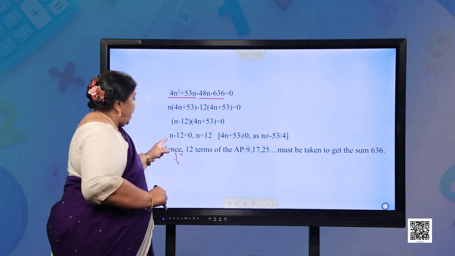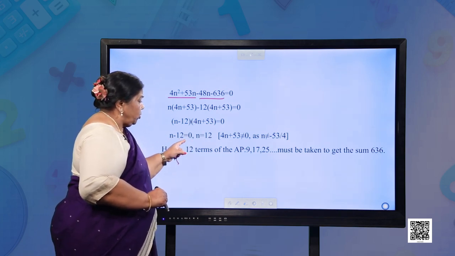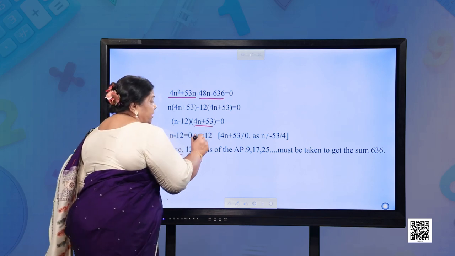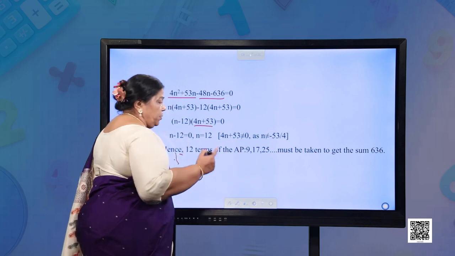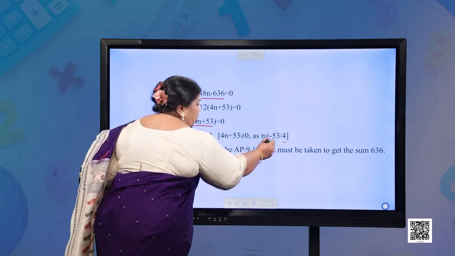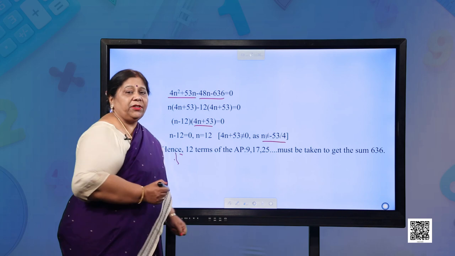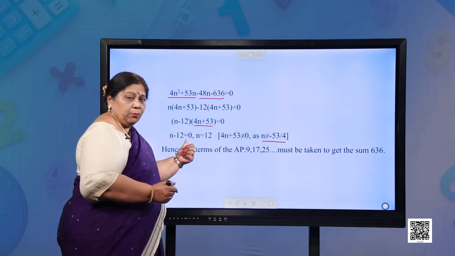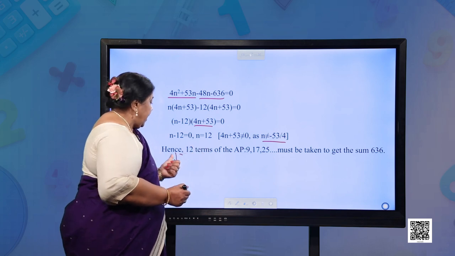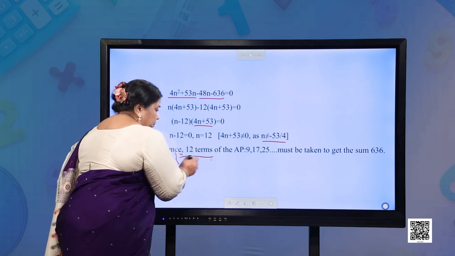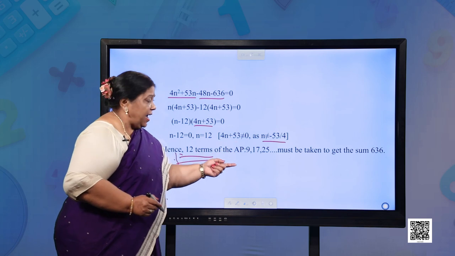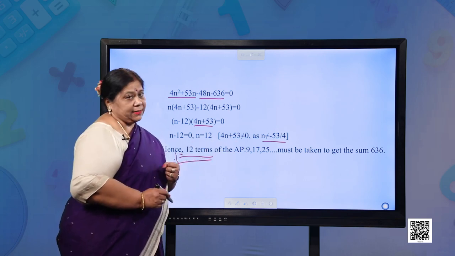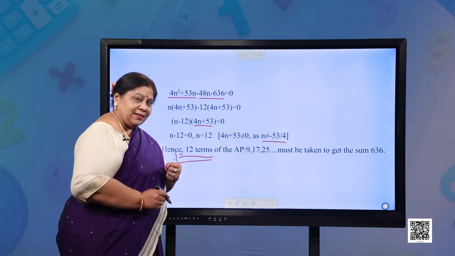Just observe here, either n minus 12 is equal to 0, that means n is equal to 12. For the second factor, 4n plus 53 cannot be equal to 0 because n cannot be equal to minus 53 upon 4. n cannot be negative. Therefore, n has to be positive, n is equal to 12. Hence, 12 terms of the AP 9, 17, 25 must be taken to get the sum as 636. I hope you have understood this.